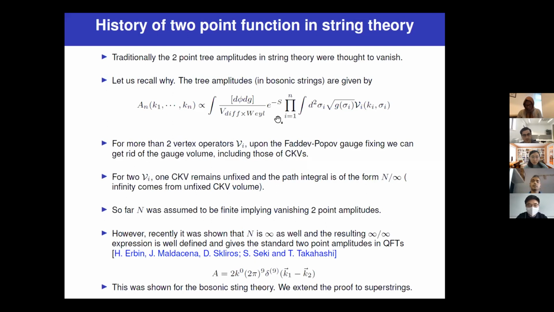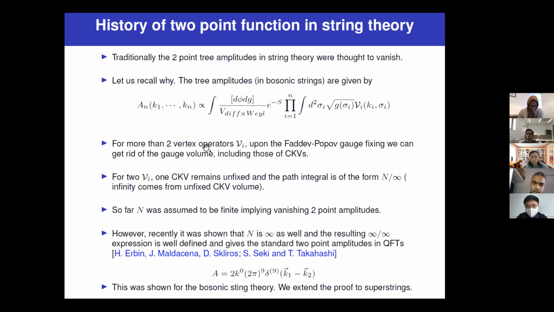Now to begin with, let us recall the history of the 2-point function in string theory, which was traditionally assumed to vanish. Let us see why. Let us recall the amplitude prescription for n-point amplitudes, which is given by this expression. Here phi are the external fields, G is the worldsheet metric, V is the volume of the reparameterization group, and Vi are the vertex operators.